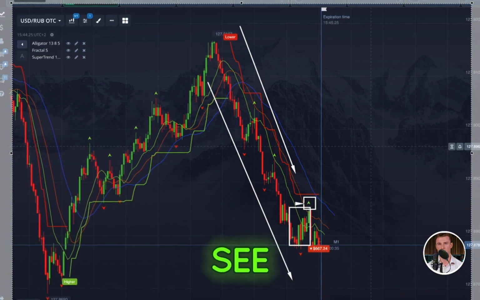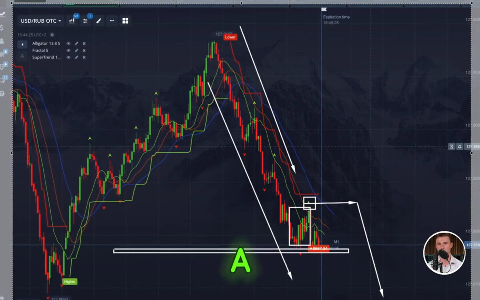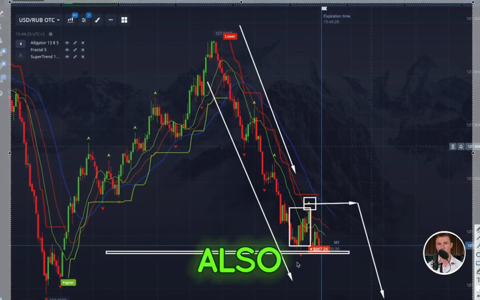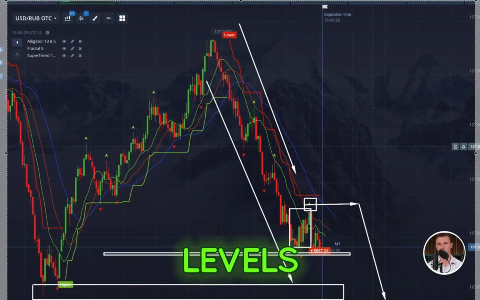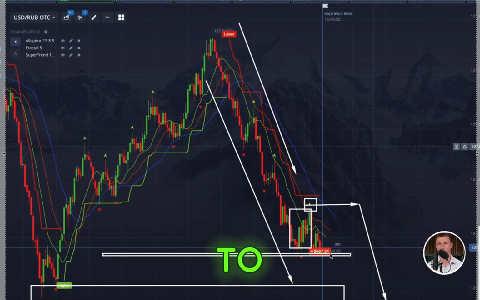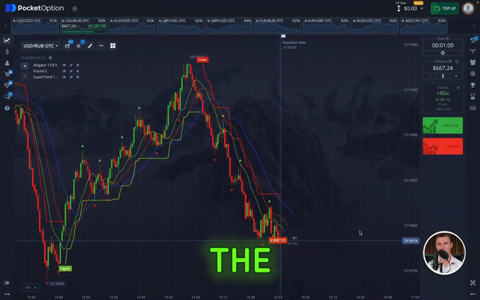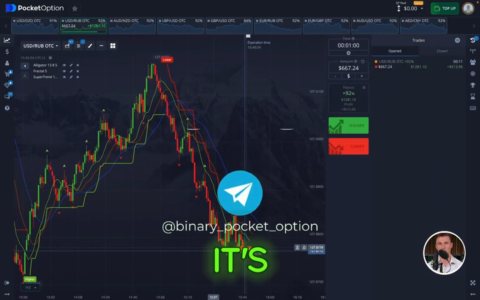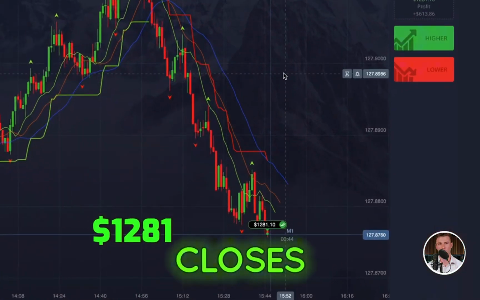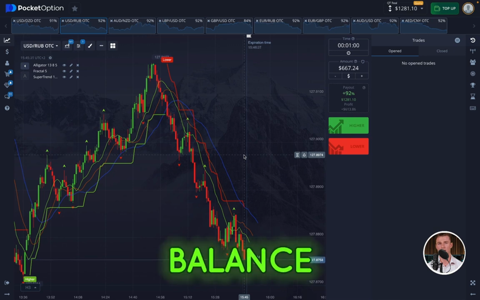We see that the previous structural high is a few price levels lower, and also the global low is a few price levels lower. So I think the price is going to go towards this level. We are looking at the result. We have already broken the first low. It's happening. Last seconds to close this position. And the trade closes in the plus side. Great, I can see over $1 on my balance.